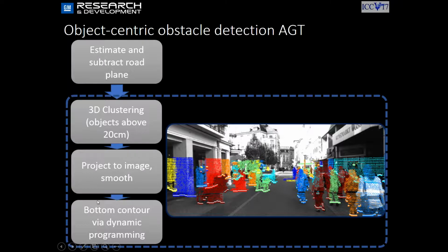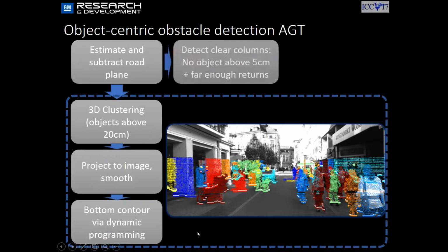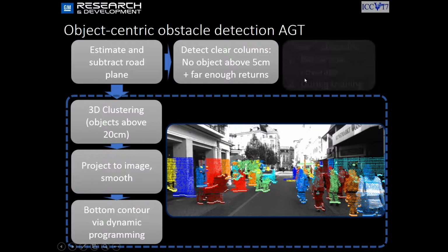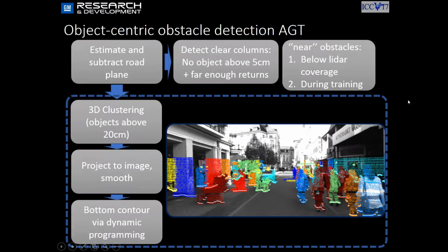We can then project them to the image and smooth the bottom part of each object using dynamic programming. And now we can also handle clear columns in which there was no object above 5 centimeters and there were far enough returns from the LiDAR. And also near obstacles. So if we detect an object, we can estimate where it hits the ground. We can just classify it as a very near obstacle.